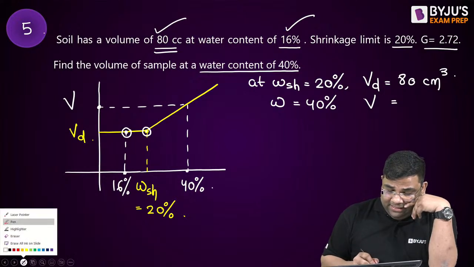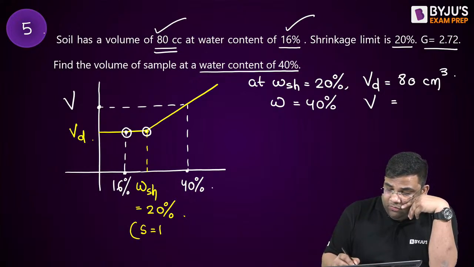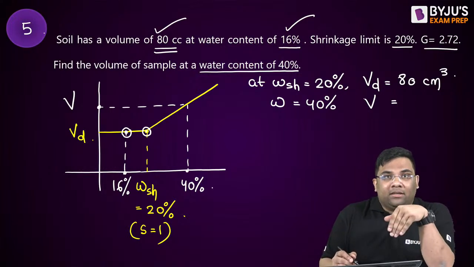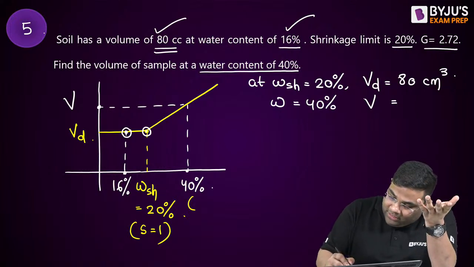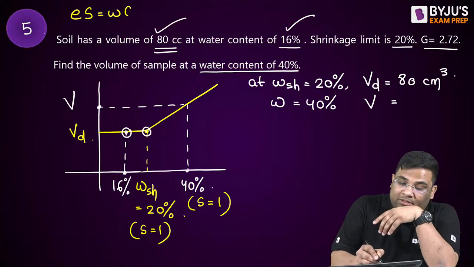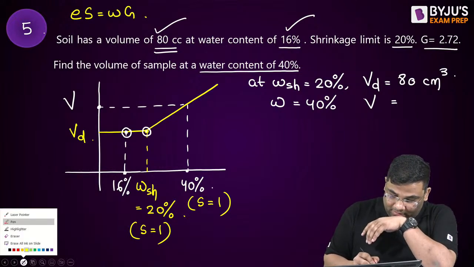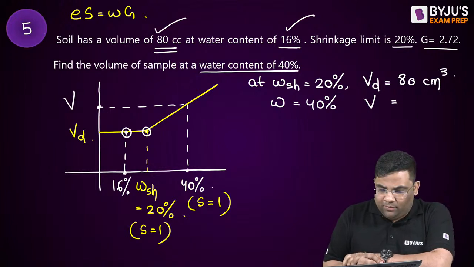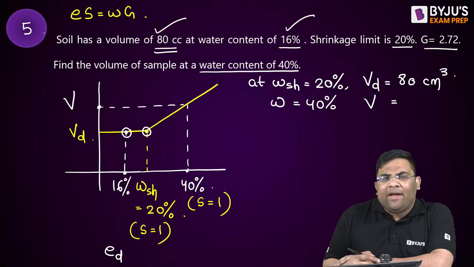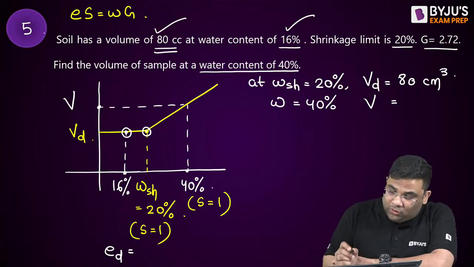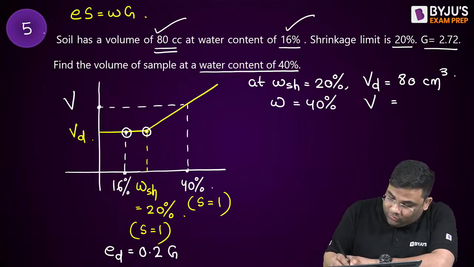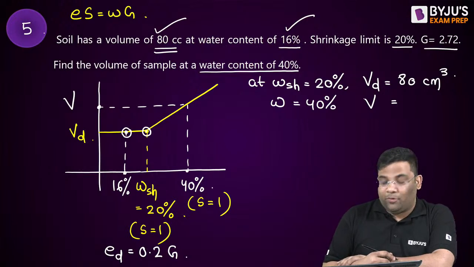See, at shrinkage limit, the degree of saturation is what? 1. Water is fully saturated. Now, if we have a water content above that, then the soil will also be saturated. So here also the soil is saturated. Now, if I use S E is equal to W G, then at shrinkage limit, the void ratio is how much? The void ratio, dry void ratio into S, that is 1, will be equal to the shrinkage limit water content, 20%, I can say 0.2 into G.